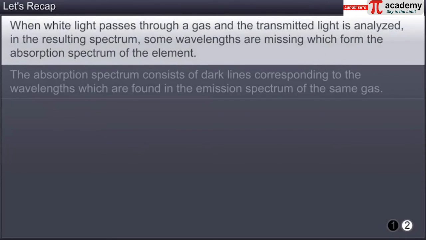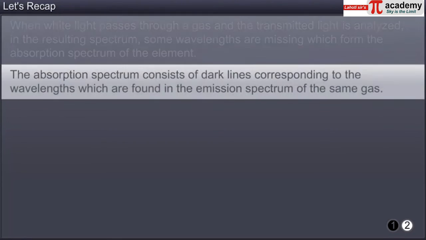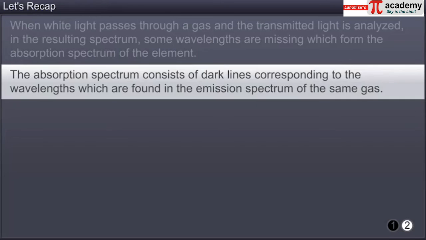When white light passes through a gas and the transmitted light is analyzed, in the resulting spectrum, some wavelengths are missing, which form the absorption spectrum of the element. The absorption spectrum consists of dark lines corresponding to the wavelengths which are found in the emission spectrum of the same gas.